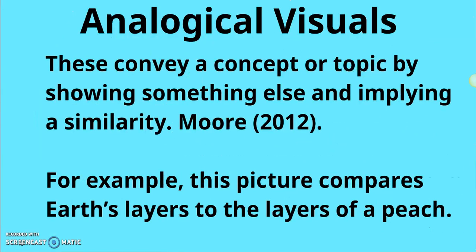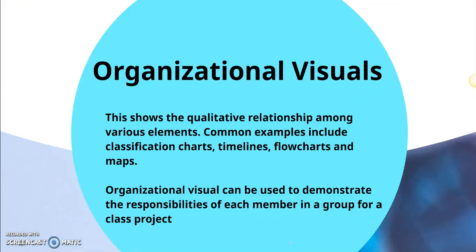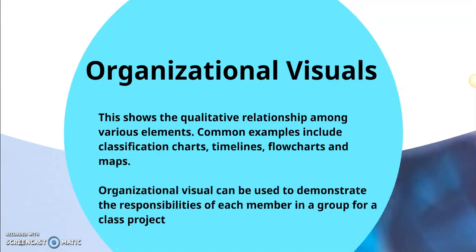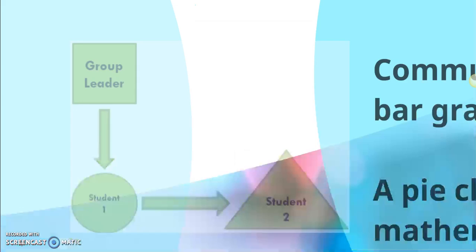Analogical visual. These convey a concept or topic by showing something else and implying similarities. For example, this picture compares Earth's layers to the layers of a peach. Organizational visual. This shows a qualitative relationship among various elements. Common examples include classification charts, timelines, flowcharts, and maps. An organizational visual can be used to demonstrate the responsibilities of each member in a group for a project.